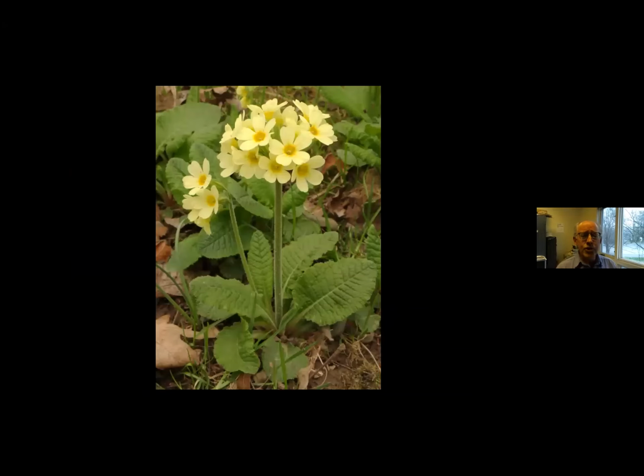Oxlip, or in German, Himmelschlüssel, the keys to heaven, is a beautiful little primrose from the mountains of Central Europe, which can become naturalized here. It's quite an attractive plant.